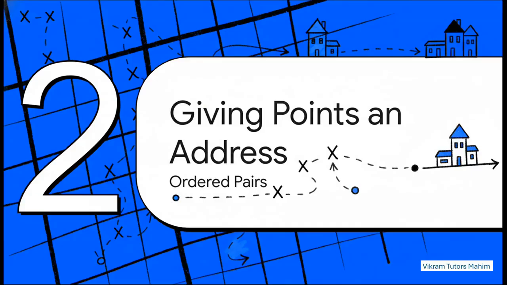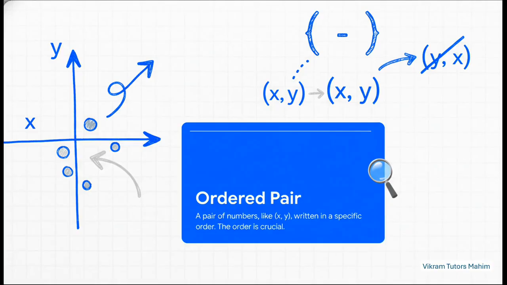So, we've got our map. Now what? Well, now we need a language, a consistent, agreed-upon way to actually write down the address for any point we can possibly imagine. And that language is called the ordered pair. It's always two numbers tucked inside parentheses, looking something like x comma y. And I can't stress this enough: the key word here is ordered.